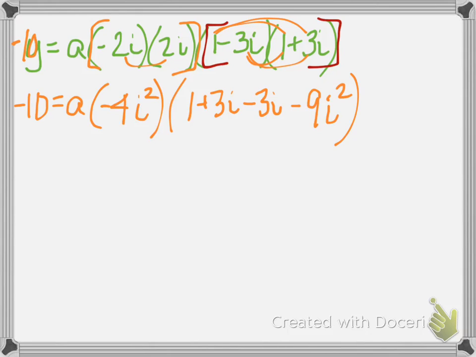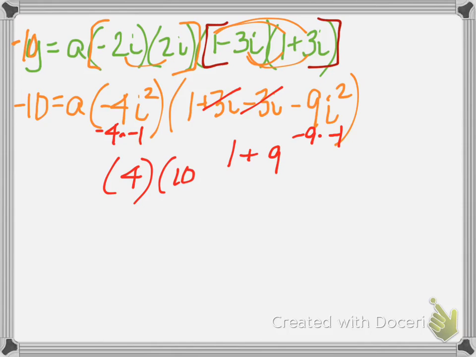Okay, going through. I squared turns to a negative 1. So this is negative 4 times negative 1. That makes a positive 4. Here, the 3i and the negative 3i cancel. I have negative 9 times I squared, which is times negative 1. So that's a positive 9. So I have 1 plus 9, which is a positive 10. I have a out front, and it equals negative 10.